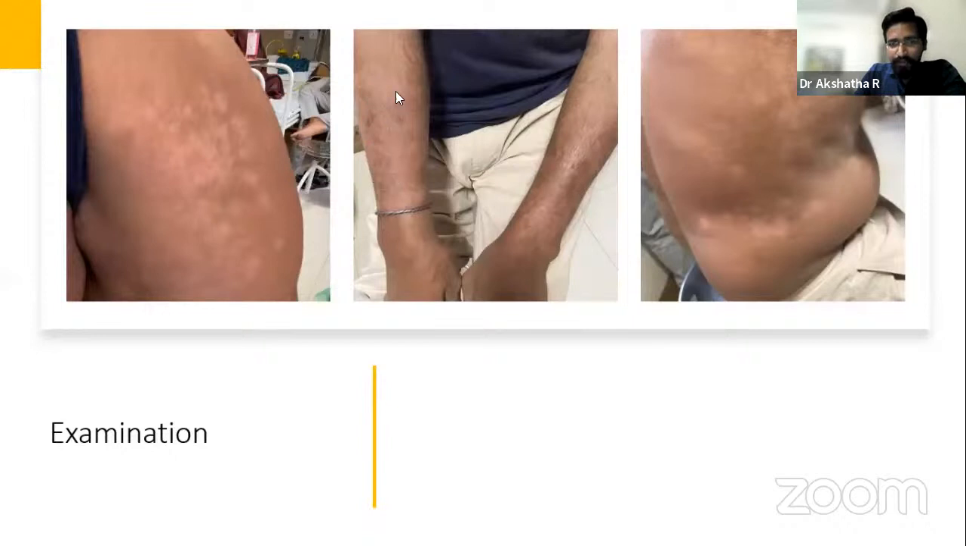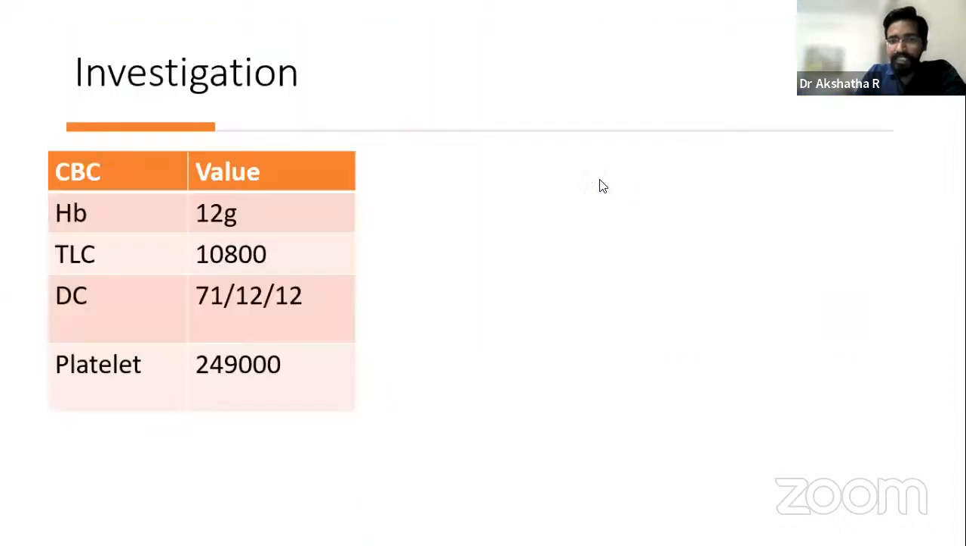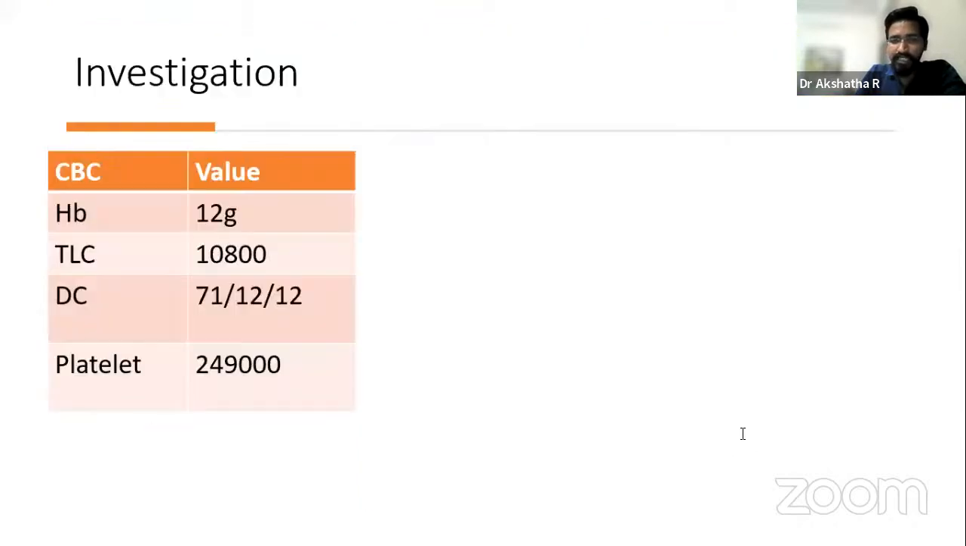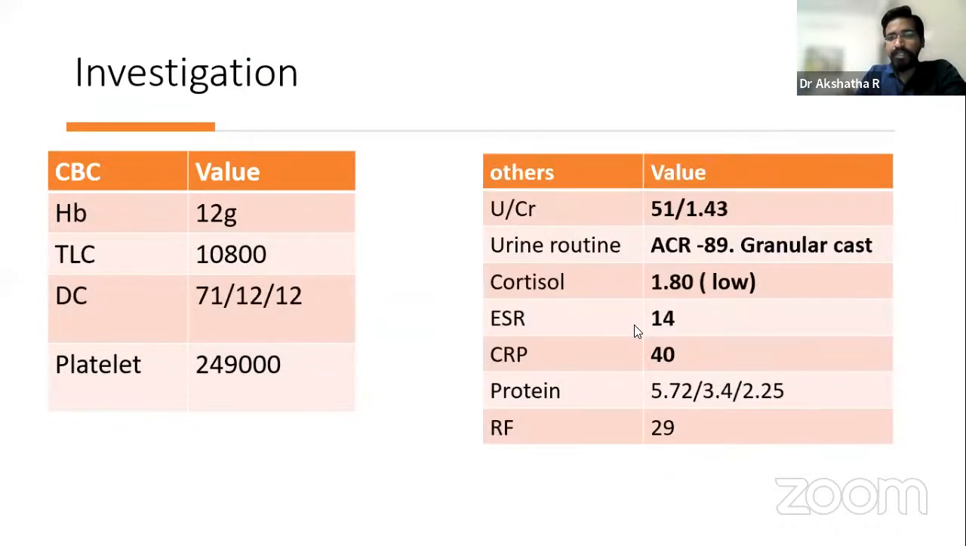Because of itching, over the forearm, back and abdomen everywhere, he had some scaly erythematous lesions over the trunk, abdomen, even the limbs. We went for basic investigations. CBC was normal, but urea and creatinine were altered, and he also had albuminuria. Because of steroid abuse, his cortisol level is very low in the morning sample, and the CRP is more than 40, very high.